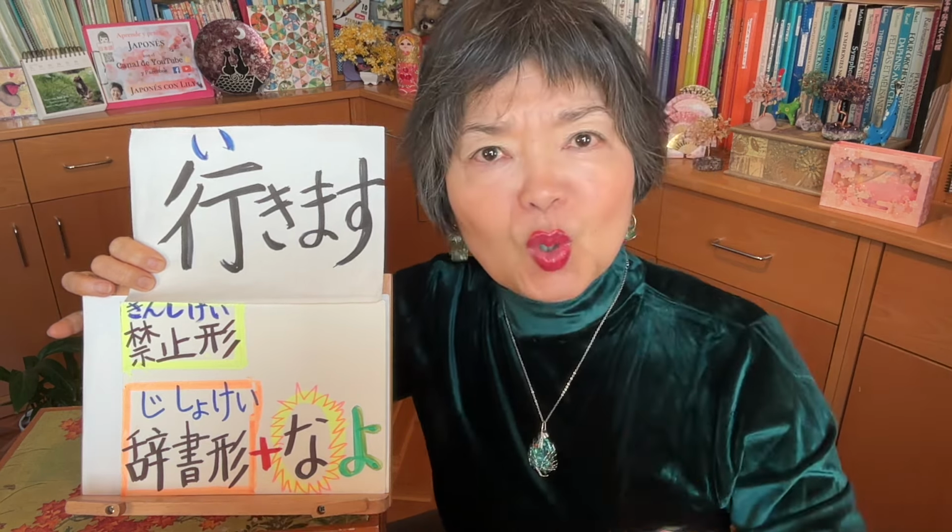We use jisho-kei after verbs, the dictionary form, and we add na. Then this is kinshi-kei. And really good news is there are no exceptions. When you know the dictionary form, then you just add na. Then this is kinshi-kei. For example, ikimasu. This is the verb to go. Then the dictionary form is iku. Then we add na. Ikuna. Ikuna. And this means don't go.